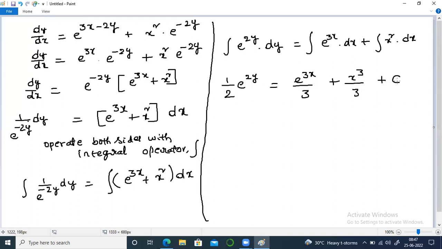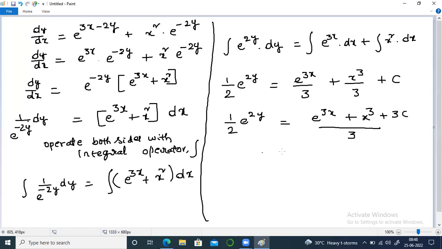See, now you have to understand why I have put this c. I told you even in the beginning, when you are doing differential equations, an arbitrary constant term will come. If it is single order, so one arbitrary constant you have to add. So e power 2y over 2 is equal to e power 3x plus x cube plus 3c by 3. I think we can write.